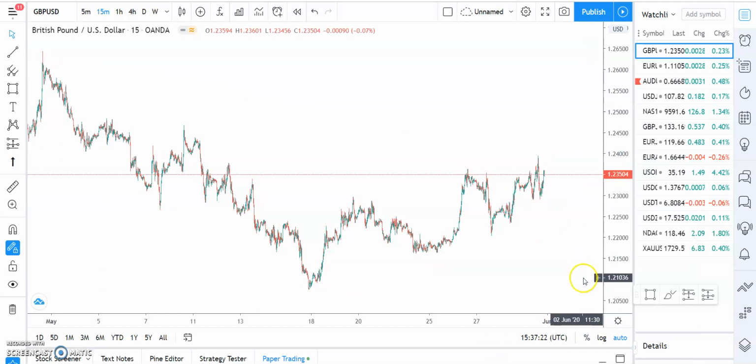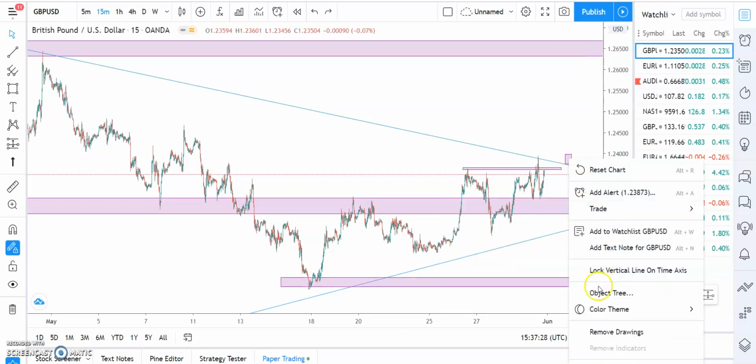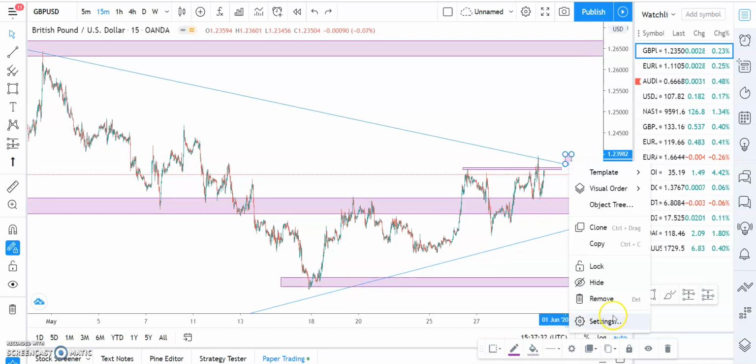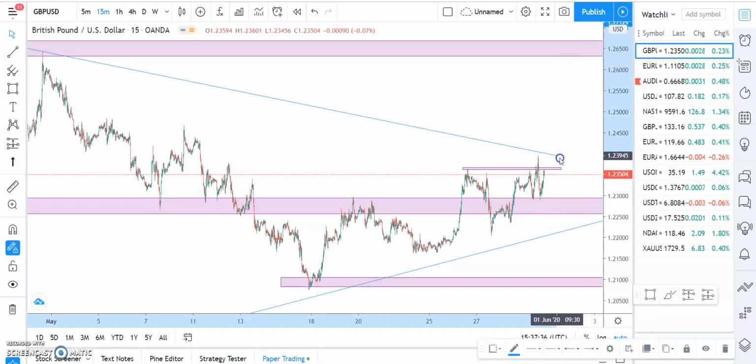Sorry guys, I just removed all the drawings. I'm sure prices now collect. The market has now collected all its buyers, and the only way now is up. So I'm expecting to break this zone and then move up, right?